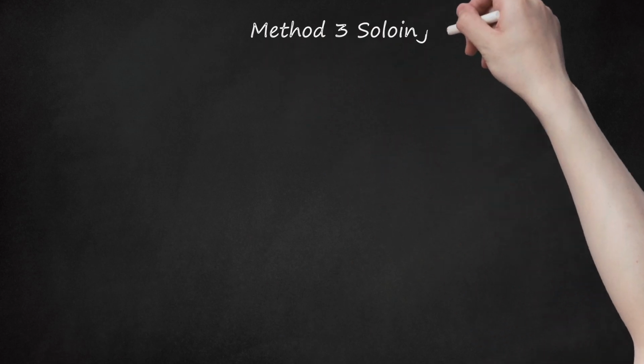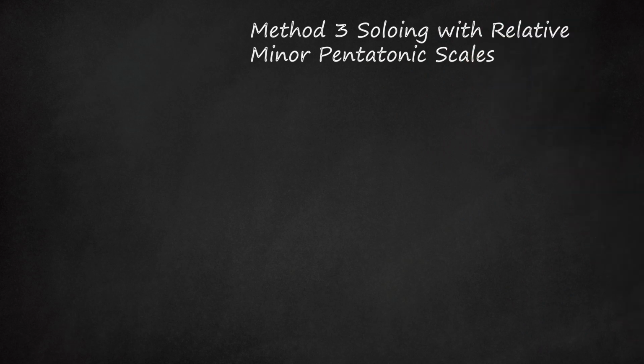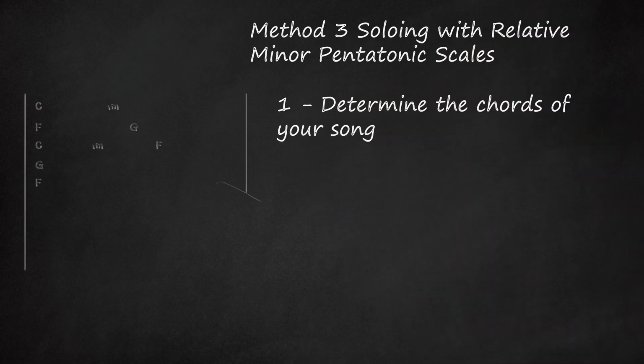Method 3. Soloing with relative minor pentatonic scales. 1. Determine the chords of your song. Go through the music for your song and, bar by bar, write out the chord progressions that will be used throughout the song.